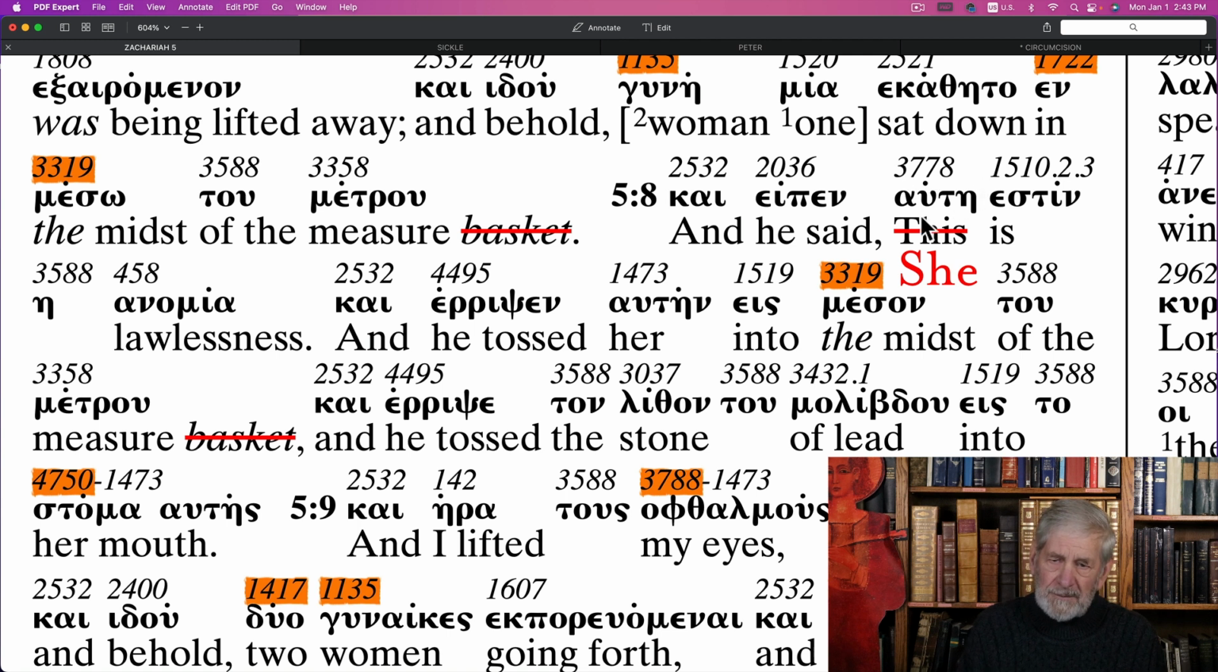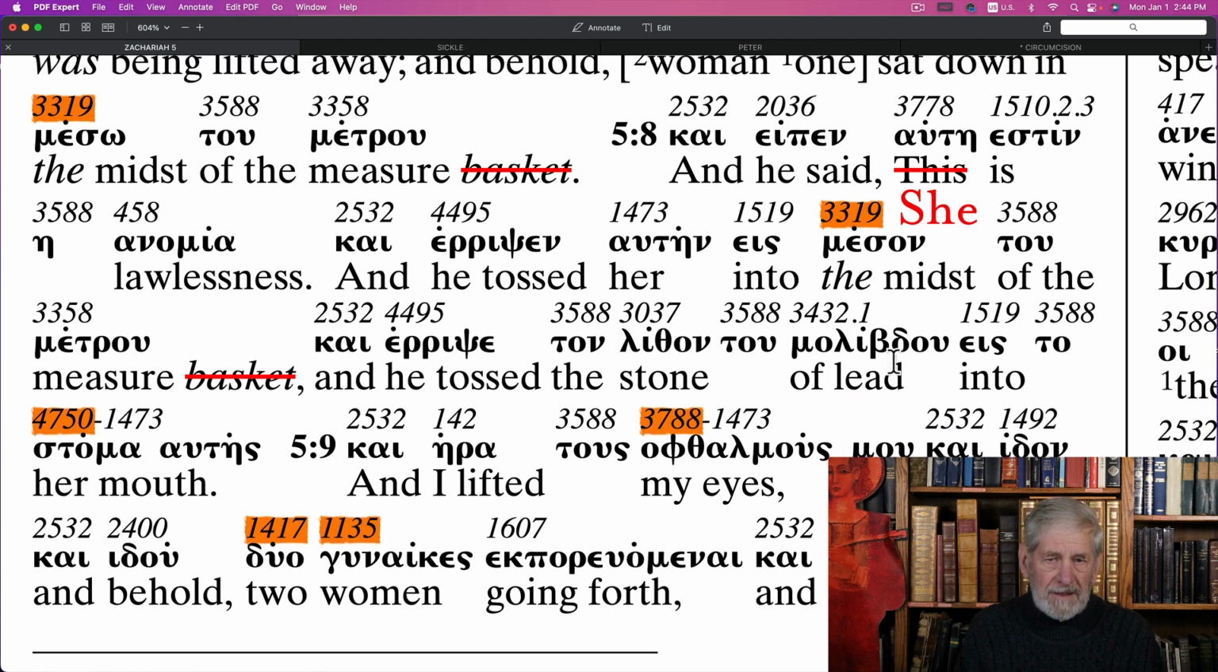Now I had this but it's in the feminine, so it's a she. Now, like I said, I did these 20 years ago, and I've learned a lot about Greek and translating, and I see things I can change. Hope you forgive me for not getting it right the first time. Some people get frustrated when they see certain things they don't like, and they write me and tell me this or that, and sometimes I correct them, and other times I don't. It just depends. And then it says, and he tossed her into the midst of the measure.